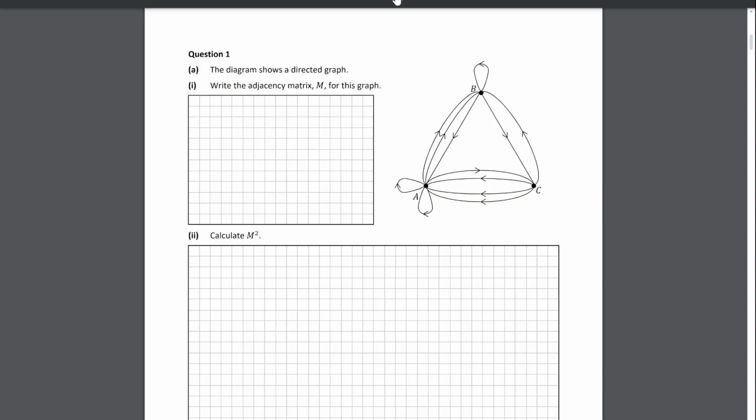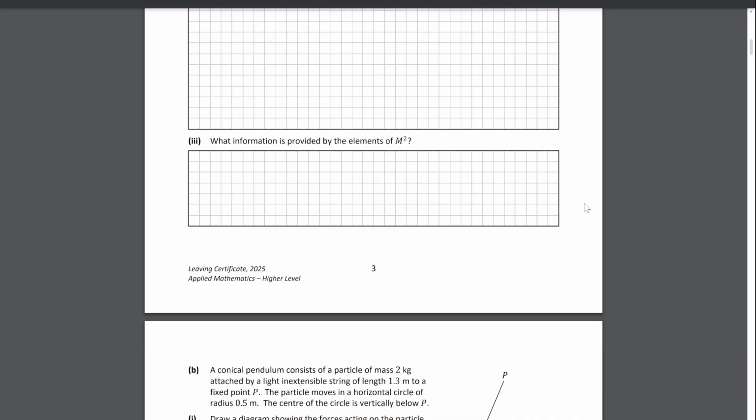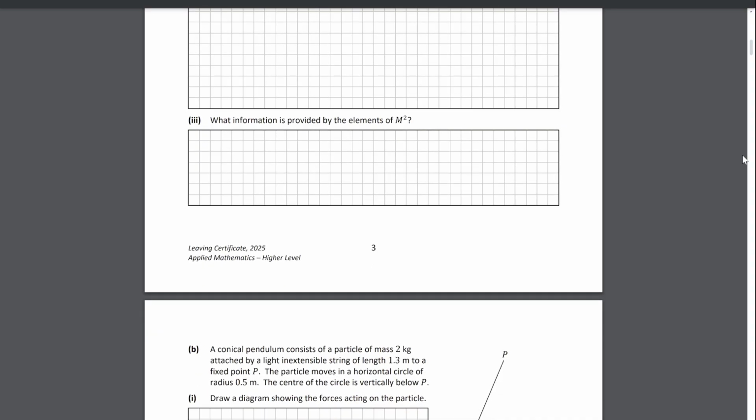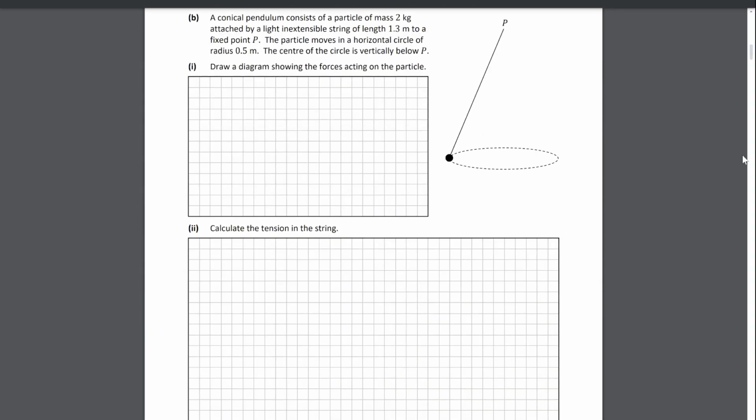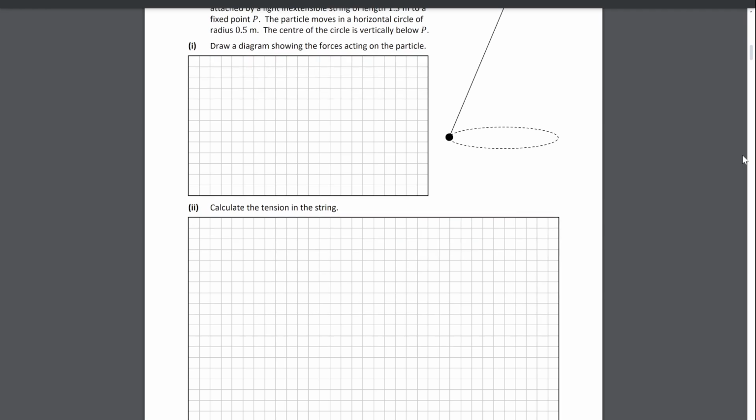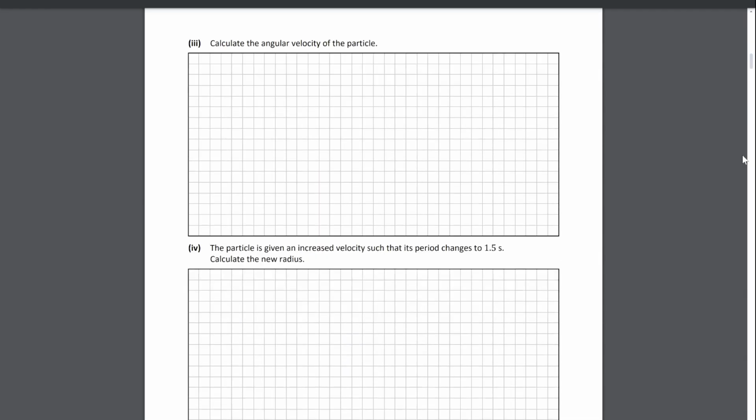But the first question wasn't too bad, and it appears that question one is always going to involve some sort of graph theory concepts. So adjacency matrix, M squared, that's all okay. A bit of theory involving M squared, and then a fairly nice horizontal circular motion question. So all pretty standard.